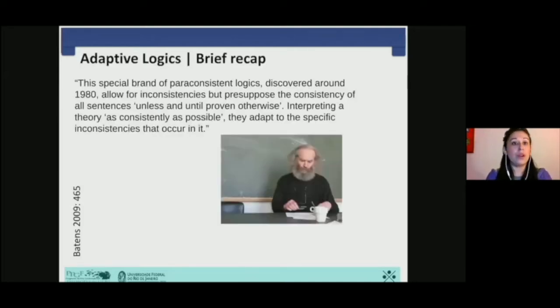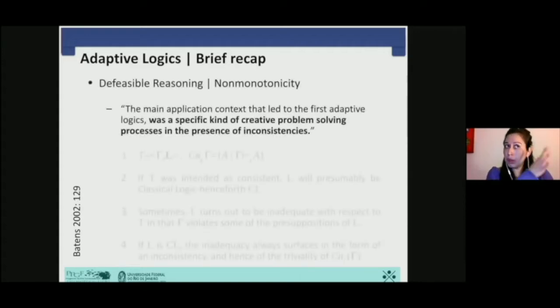So adaptive logics were initially a special brand of paraconsistent logics that were discovered around 1980. And they were expected to allow for inconsistencies but presuppose the consistency of all sentences unless and until proven otherwise. Interpreting a theory as consistently as possible, they adapt to specific inconsistencies that occur in it. Adaptive logics were invented or discovered, however you want to call it, by Batens, as I was saying, in the 80s. And so, from the quote that I just read to you, we have the intuition that adaptive logics are focusing on portraying defeasible reasoning, and ergo they are going to be non-monotonic logics.